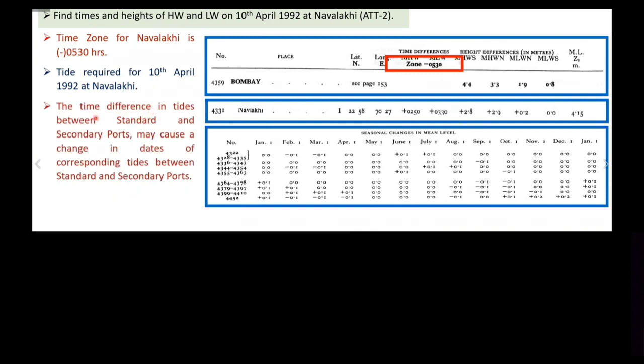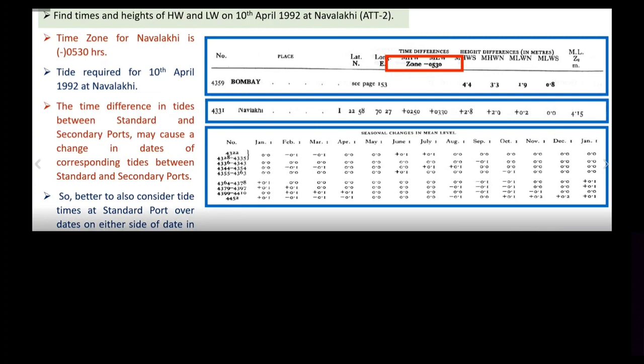Time difference in tides between the standard and the secondary ports may cause a change in dates of the corresponding tides between the standard and the secondary port. So we'll have to be wary of this fact. So it is better to also consider the tide timings at the standard port over the dates on either side of the date in question. That means one day before the date required and one day after that. And then we can rule out whichever tides are not applicable.